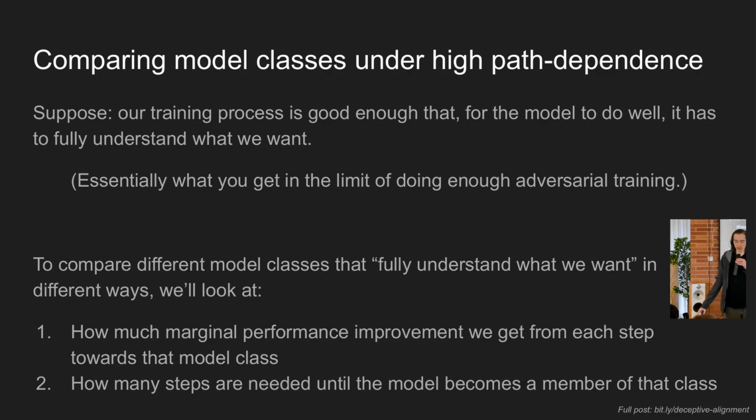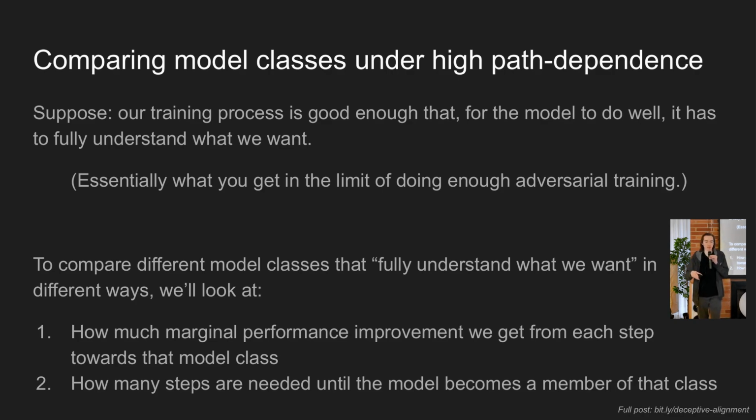Good. So the idea here is that if we're thinking about a loss landscape, where each individual possible setting of the model parameters corresponds to some particular algorithm which has some particular loss, as we're traveling around this loss landscape, there's some basin that has perfect loss. It fully understands what we want. And for each model class, we're going to be looking at different sorts of basins. And we're going to try to understand what the path from some random initialization to that basin looks like.